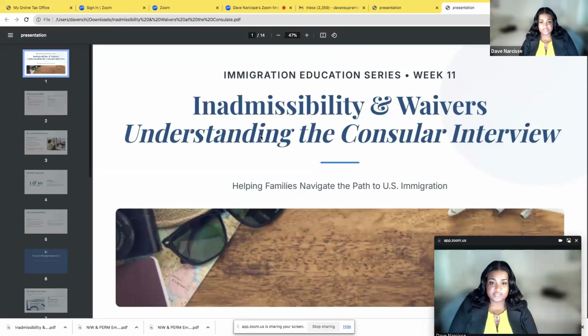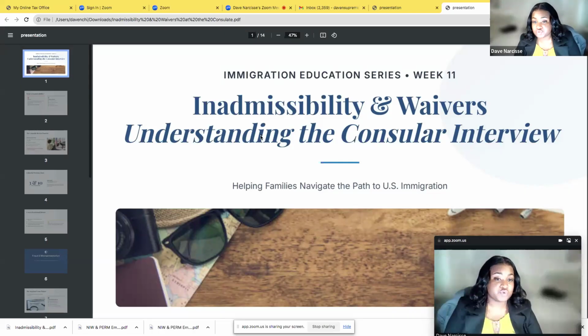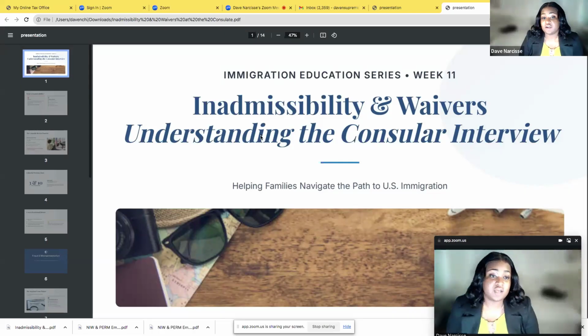Good afternoon, everyone. Today we're going to talk about inadmissibility and waivers, and understand the consular interview. We're going to help families navigate the path of U.S. immigration. As you all know, there are three common pathways to a green card in this country: family-based, employment-based, and humanitarian. But today we're going to talk about when somebody is inadmissible. We're going to talk about the waivers and understand the consular interview.